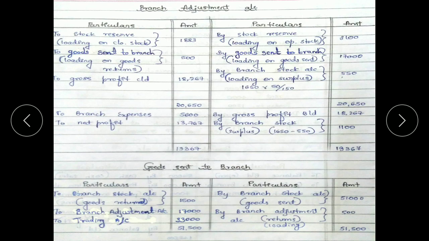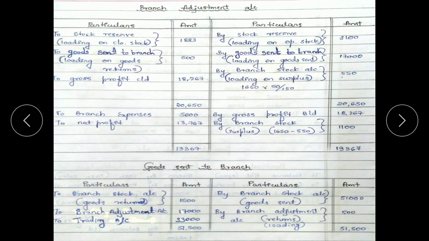On credit side we have stock reserve again, by stock reserve. This is loading on opening stock, 3,100. Next, by goods sent to branch account again, but it is the loading on goods sent to the branch, 17,000. There is one more entry on credit side, that is by branch stock account. This is the loading which we have calculated on surplus stock, 550. We close the account and we get a gross profit of 18,267.